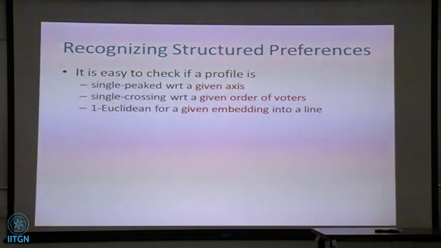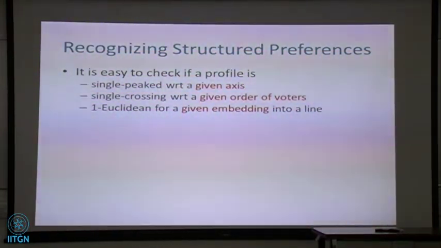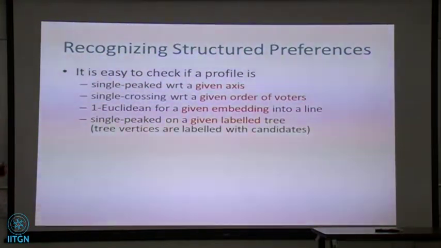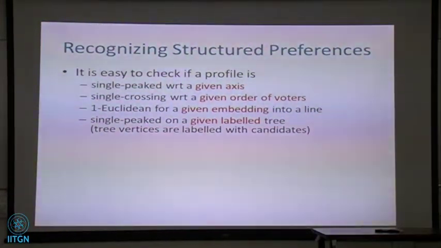It's easy to check if a profile is one Euclidean for a given embedding in the line. You measure the distances, so you see if the profile is consistent with that. Or single peaked on a given labeled tree: if you label the vertices of a tree with candidates, it's easy to check if a profile is single peaked with respect to that. Okay, so these are the easy questions.